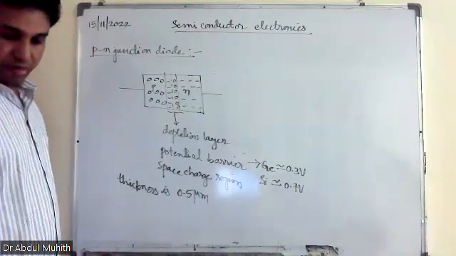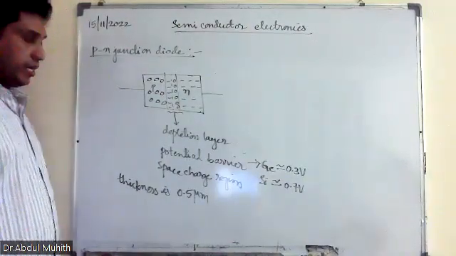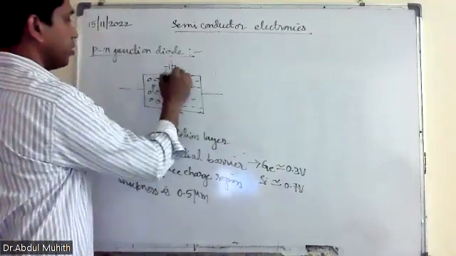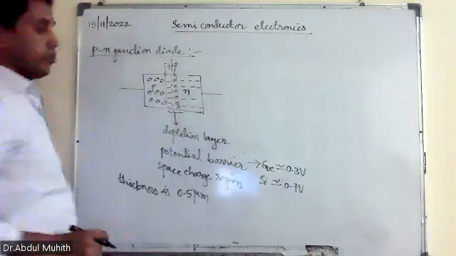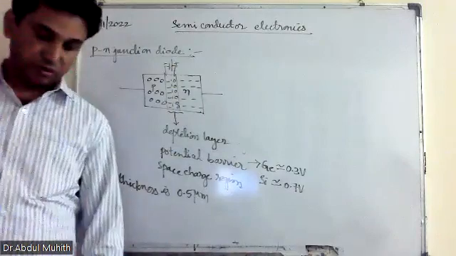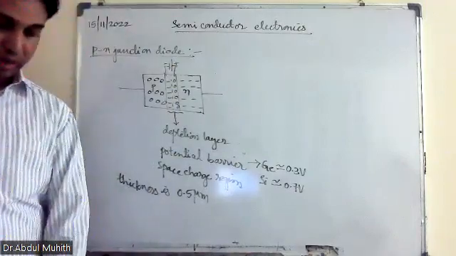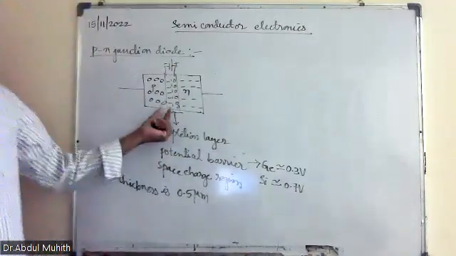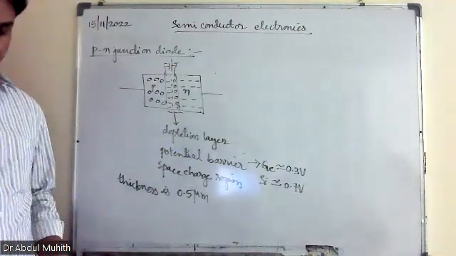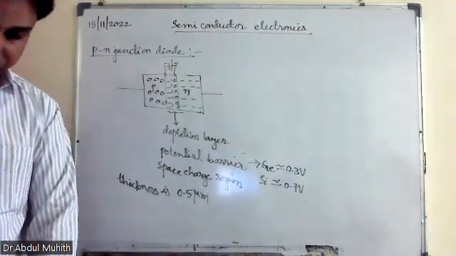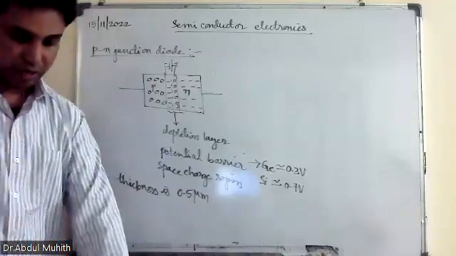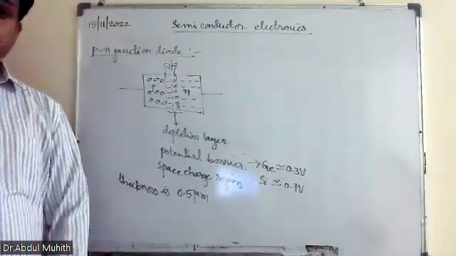Now why do we say it is a potential barrier? If you take a cell or a voltmeter, you will easily find a small potential difference developed across the barrier. And once again, this depletion region is formed due to the minority charge carriers, not the majority. That was about the PN junction diode. Is it clear?